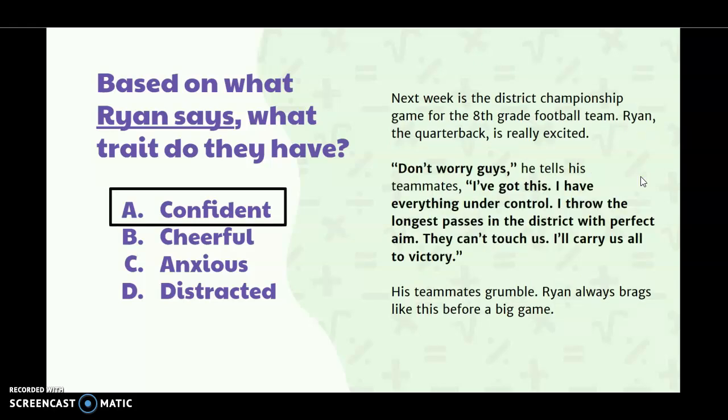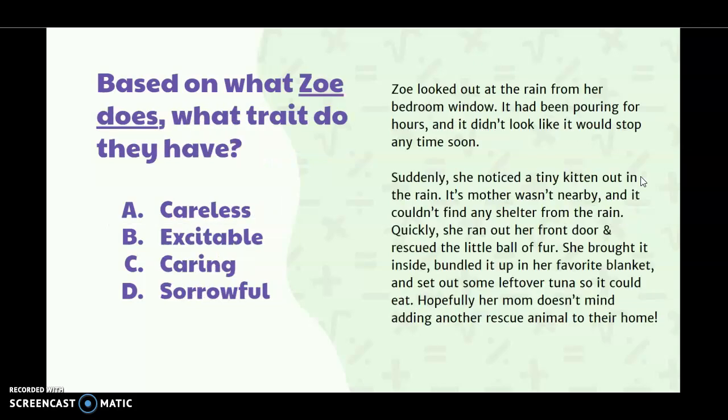Hopefully you picked confident, because if we look at what he says, "Don't worry guys, I've got this, I have everything under control, I throw the longest passes in the district with perfect aim, they can't touch us, I'll carry us all to victory." All that shows that he really is confident. He really knows that he's good at playing football and that he's going to do well. Cheerful doesn't quite work because cheerful just means happy. He's more than happy, he's confident in himself.